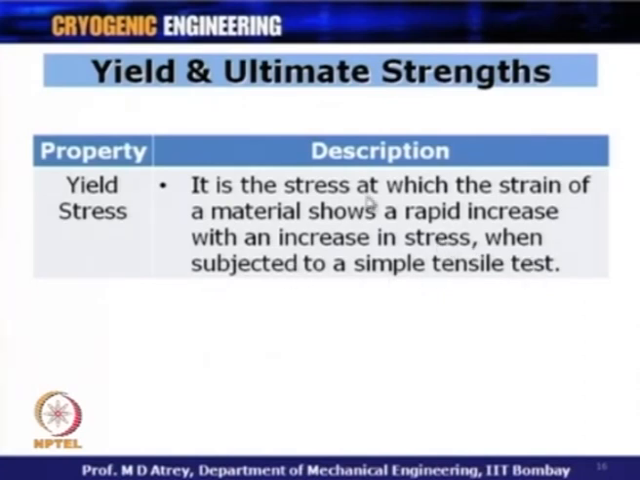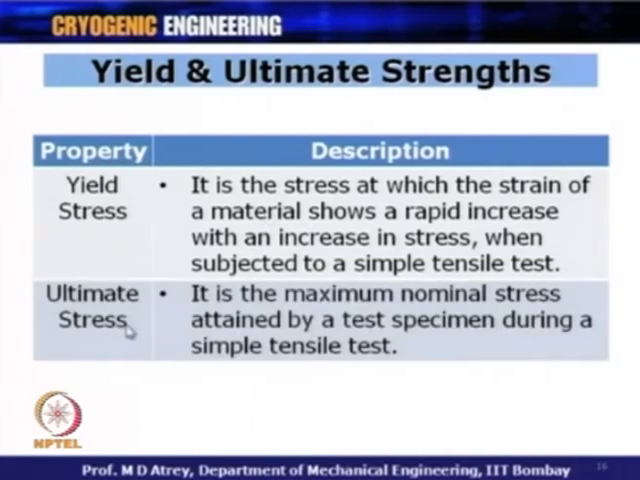We found that suddenly the strain increased by giving a small stress at a particular location, and that is called the yield point, and the stress is called yield stress. Ultimate stress is the maximum nominal stress attained by a test specimen during a simple tensile test. So, ultimate stress is also a very important, characteristic property of any material, and yield stress also is a characteristic of any material.